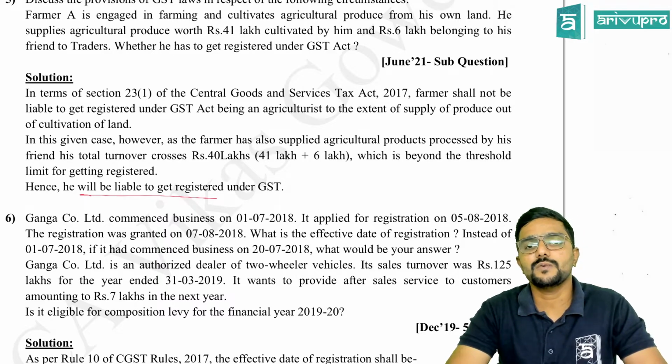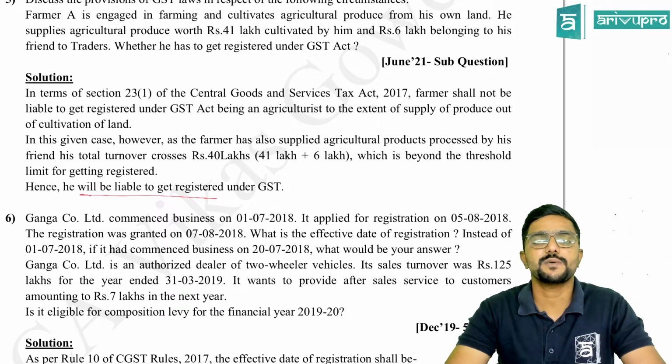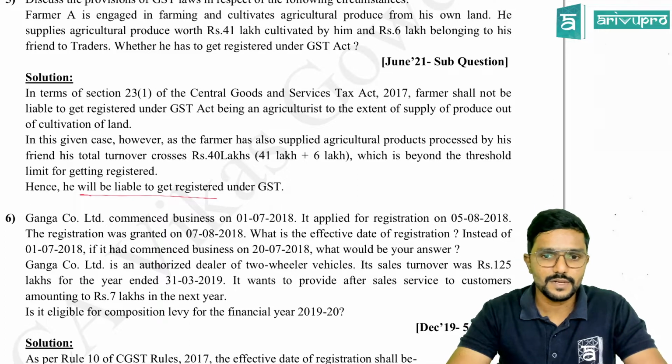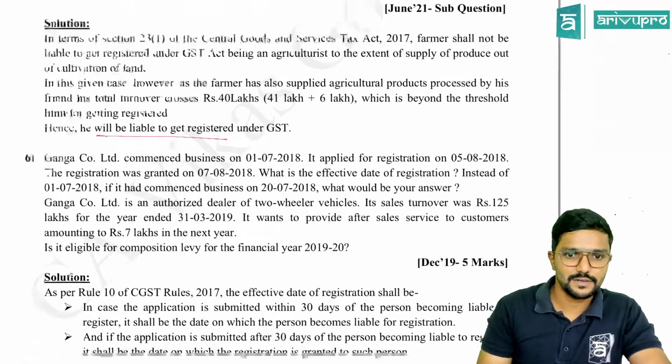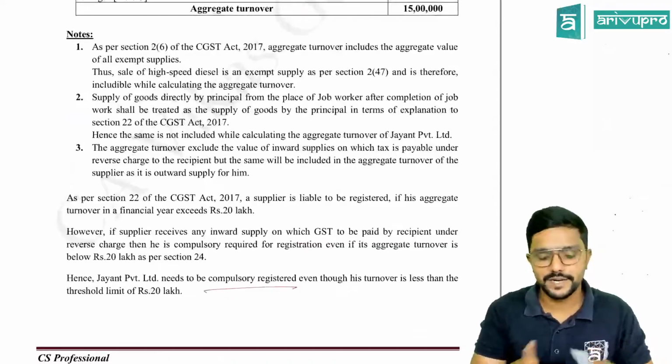If he was supplying only out of the cultivation of land, then exemption was given under section 23. But he is also supplying whatever his friend is growing. So he is not covered under the section 23 exception, guys. Clear? Yes, sir. So the remaining questions, we will cover later.